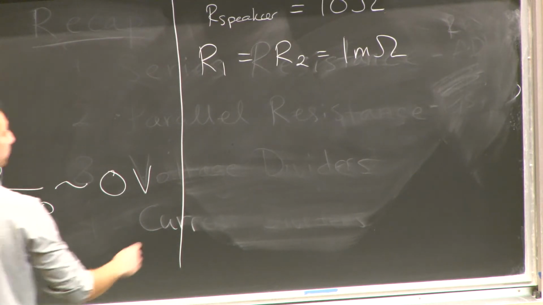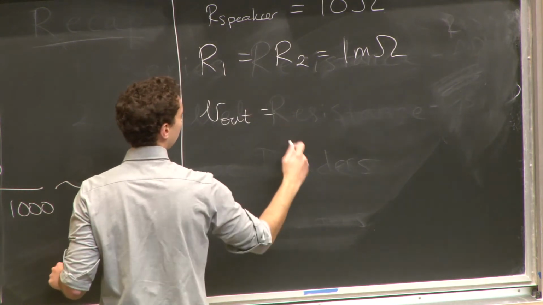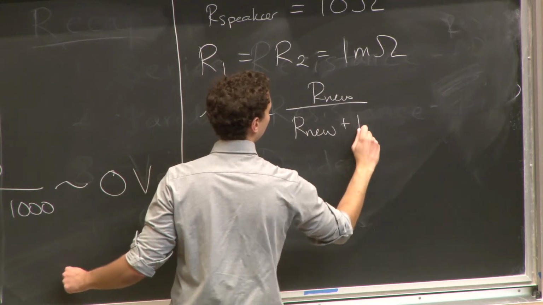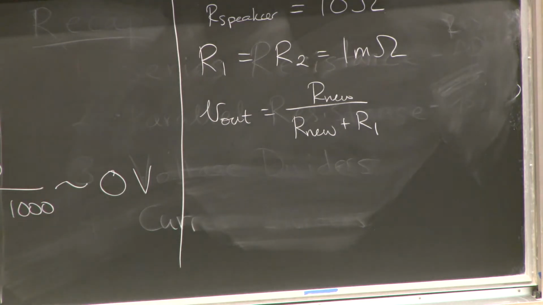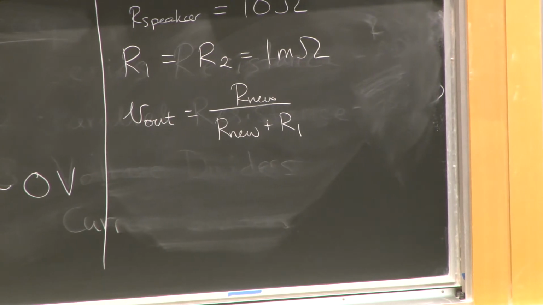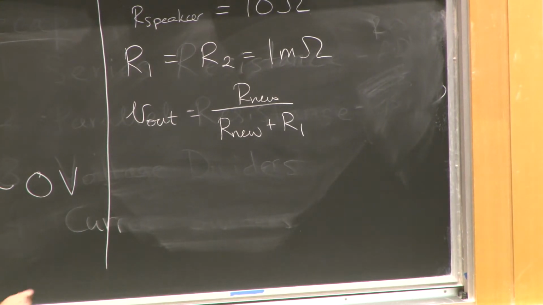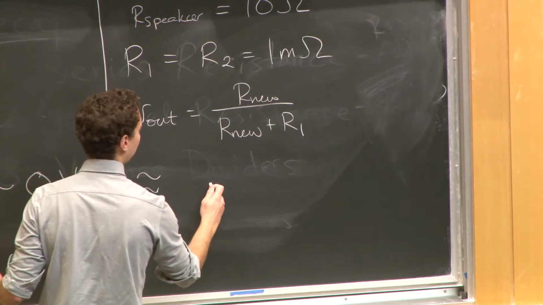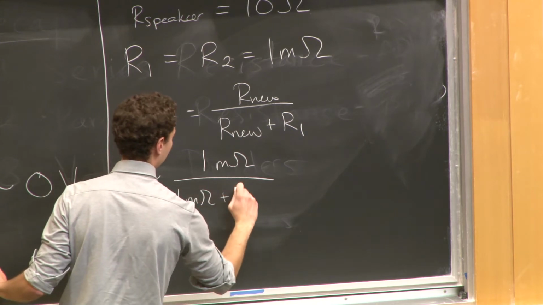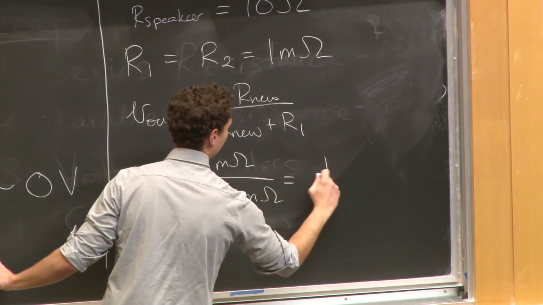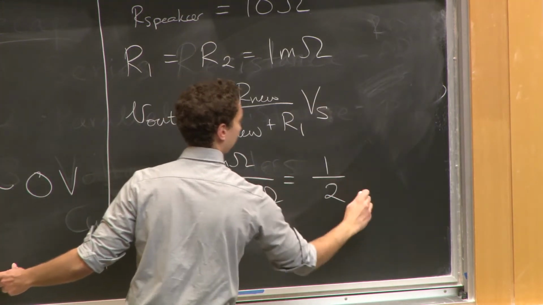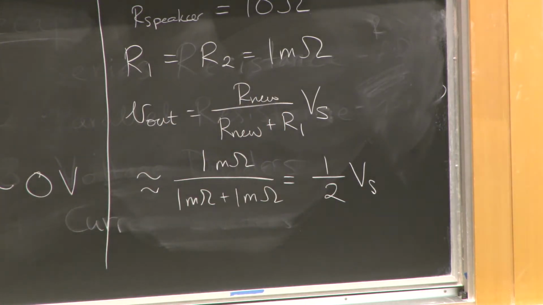Now what's V out? Again, this expression still applies. Now what's my R nu approximately? That new parallel equivalent resistance. It's about 1 milliohm, right? So I did it, right?